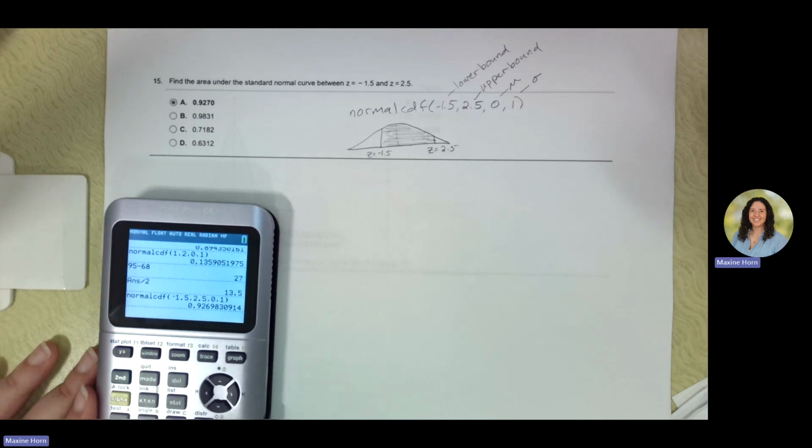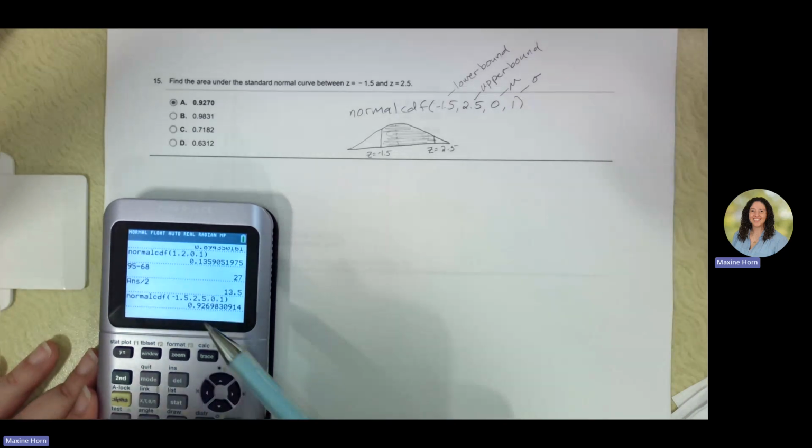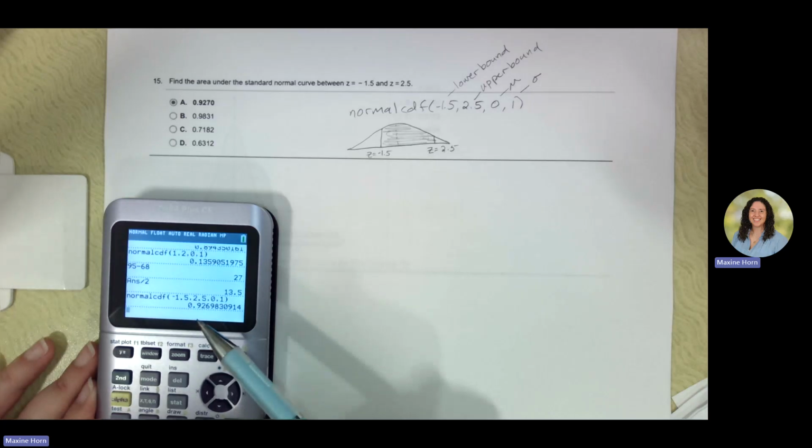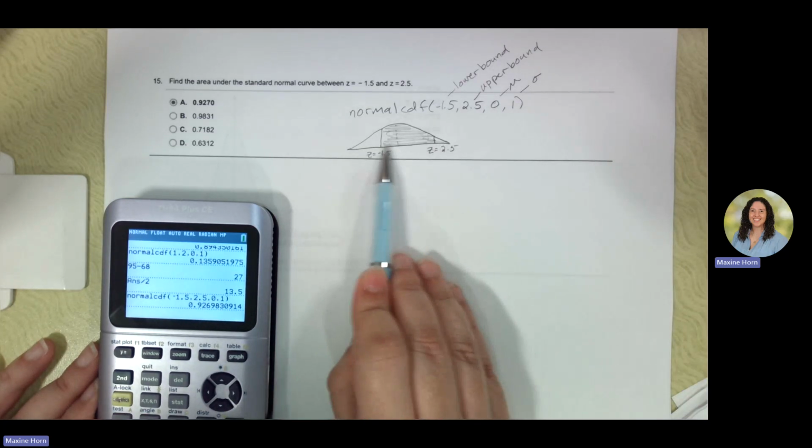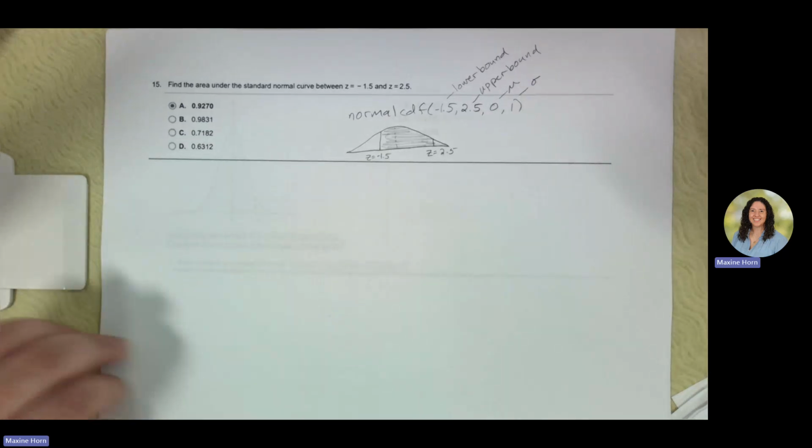Again, make sure your answer makes sense. Does it make sense that I'm getting 92, almost 93% of the data? Well, yeah, because I went really far to the right here, and I went a full standard deviation to the left, so it makes sense.